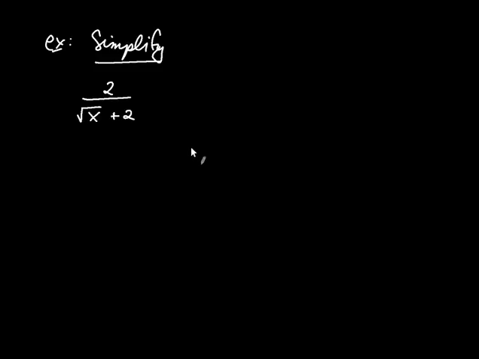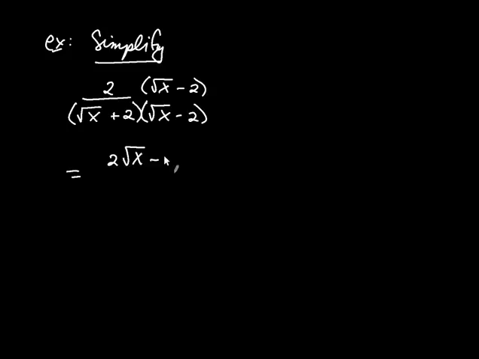Okay, let's simplify 2 divided by the square root of x plus 2. Once again, we have a radical, the square root, and it's a sum, so we're going to multiply by the conjugate of the denominator, which is the square root of x minus 2. So the top by the same thing. And what do we get? Well, it's going to be 2 square root of x minus 4. And in the denominator is where the magic happens. The square root of x times the square root of x is x.